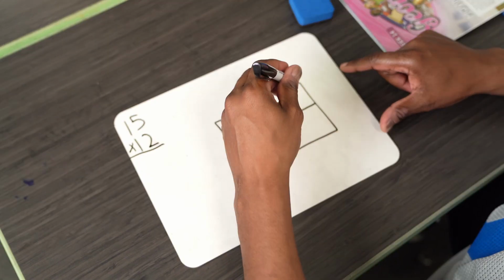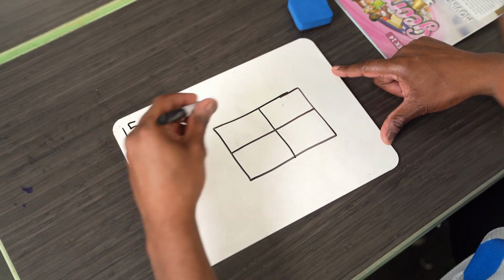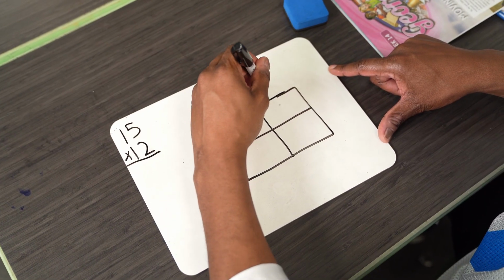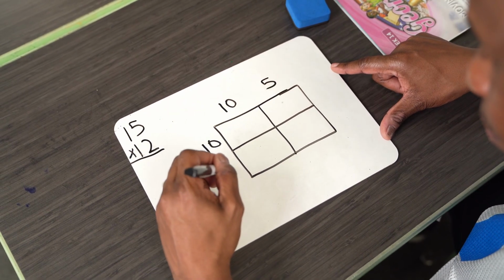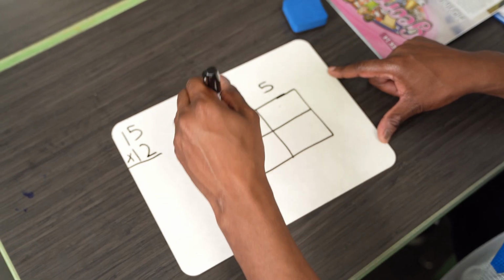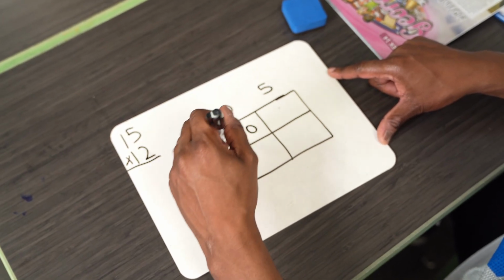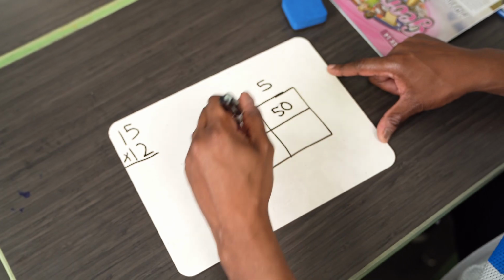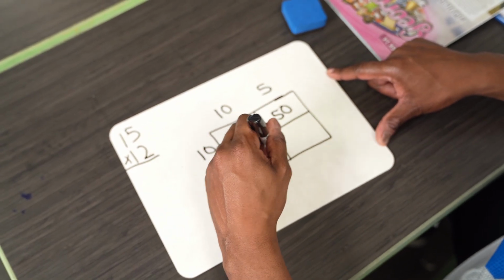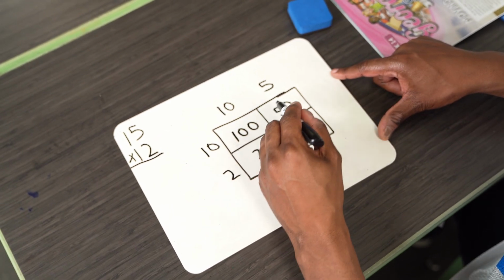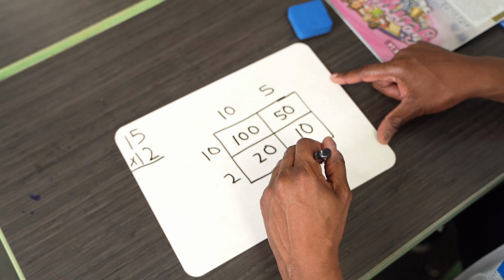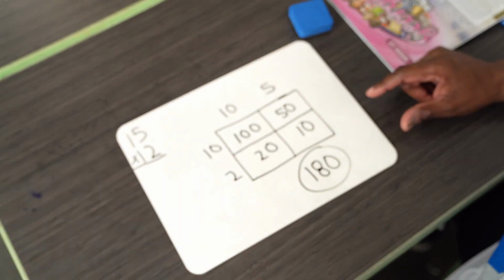I like this method because I like to draw, make my box. So 15 is 10 plus 5, and 12 is 10 plus 2. Now I just fill in the box. 10 times 10 is 100. 10 times 5 is 50. 2 times 10 is 20. And 2 times 5 is 10. And now add them all up. That's 100, 150, 170, 180. Got the same answer as you, London. We don't cry, we multiply.